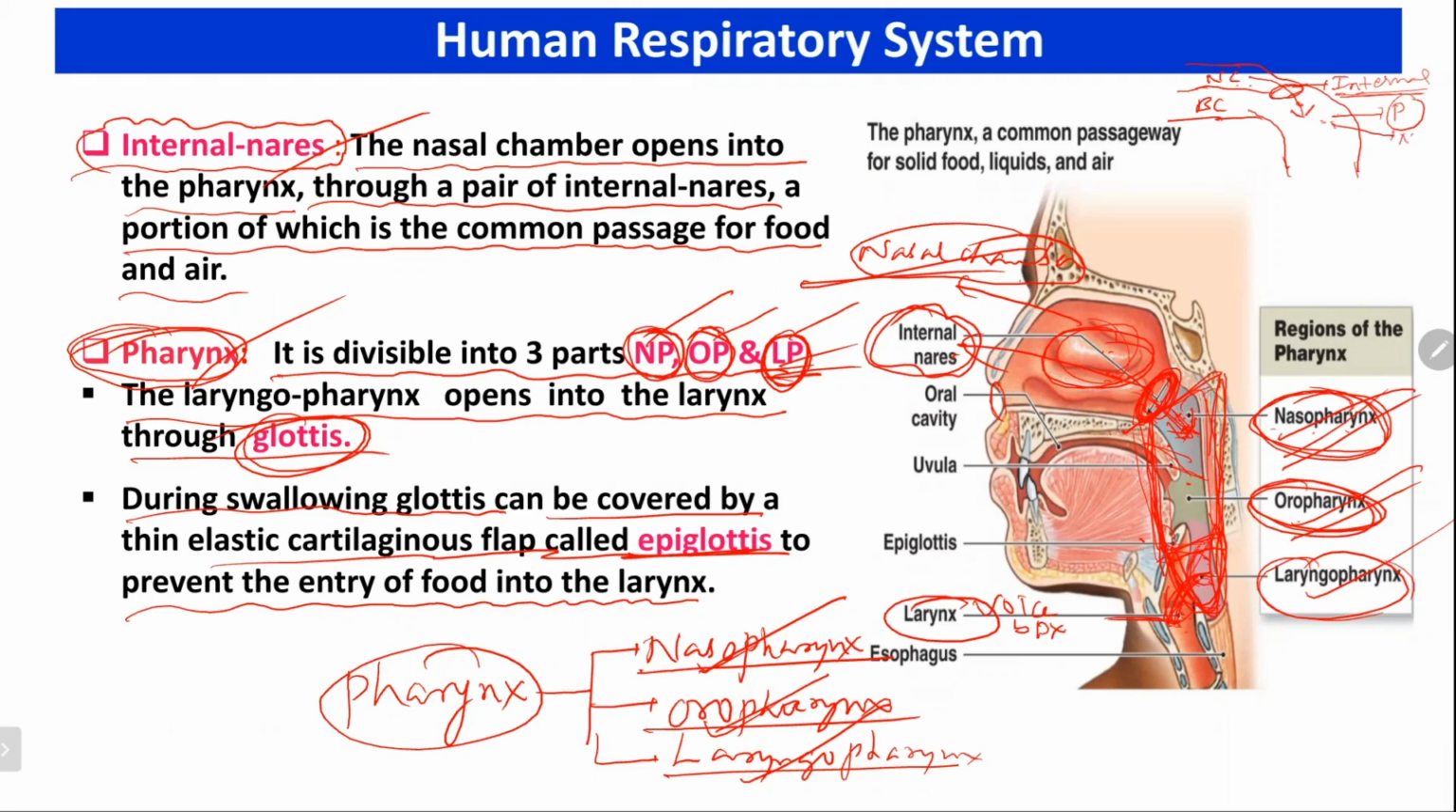This part of pharynx is called what? Nasopharynx. P is pharynx. Part of pharynx is nasopharynx. Why nasopharynx? Because in this part of the pharynx, nasal chambers open through internal nostrils. Now you can see one more thing.